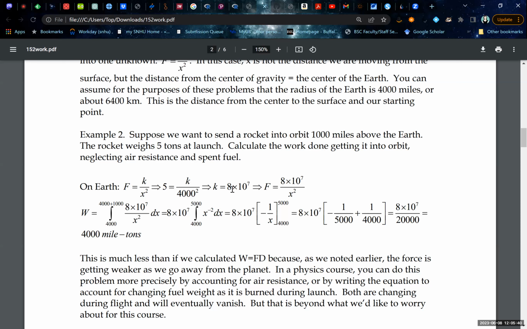And then we end up with a very large number typically for this kind of problem. The gravitational constant itself is very small, but the mass of the Earth is very large. And so you end up typically with a very large constant for this kind of problem. And then we're going to integrate from where it's launched, which is the surface of the Earth, to its orbit, which is 1,000 miles above the Earth.